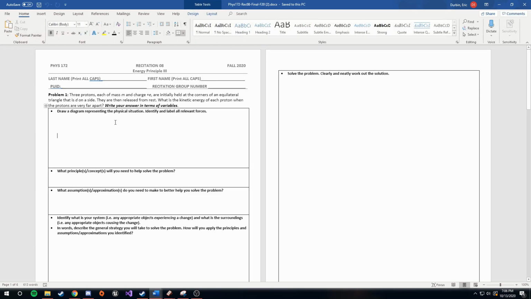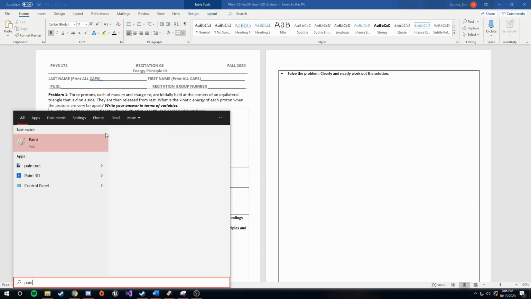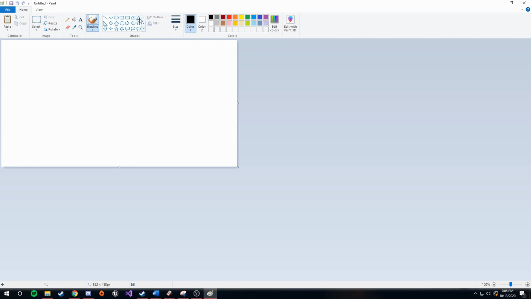Draw a diagram. So, protons in a triangle. Here, let me share the screen. Let's get this right here. Proton. Is everyone here and working on it? Yeah. Cool. One sec, I'm pulling it up.